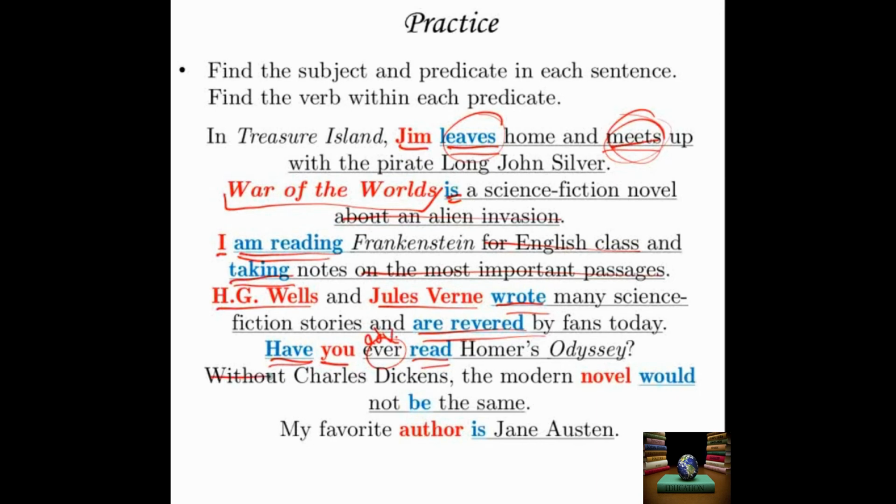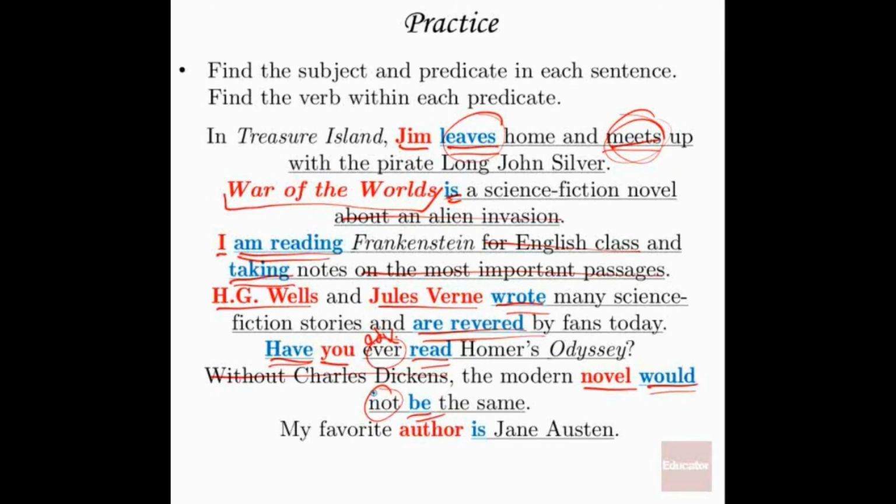Next, without Charles Dickens, that would be a prepositional phrase, so you know that's not going to be the subject of the verb. The modern novel, there's our simple subject, would not be the same. Not is another adverb, and it is pretty much always stuck in the middle of a verb phrase because that's where it has to go to negate the action of the verb, to turn would be into would not be. So whenever you see not or no, it's an adverb. Don't be fooled.